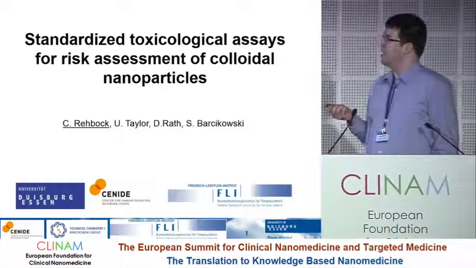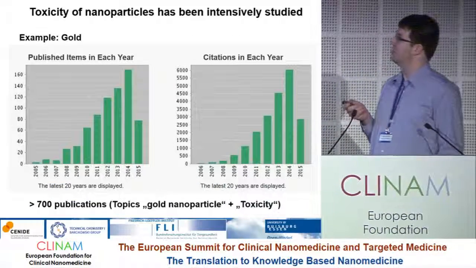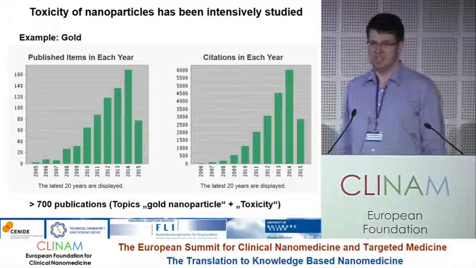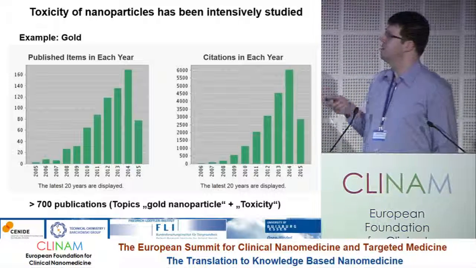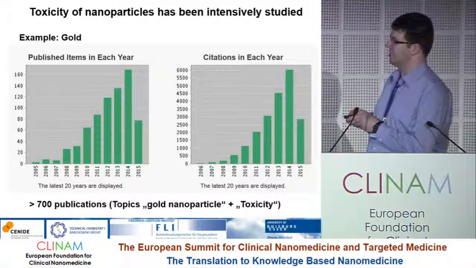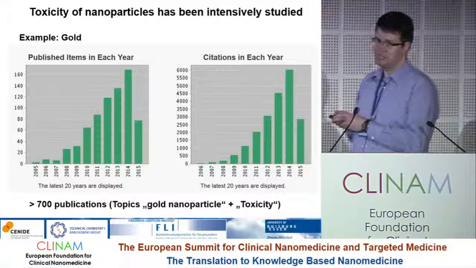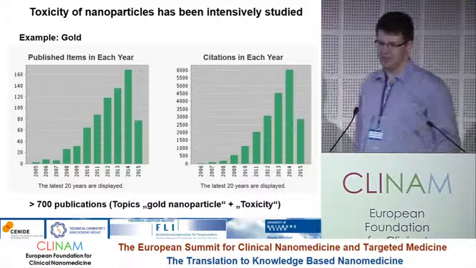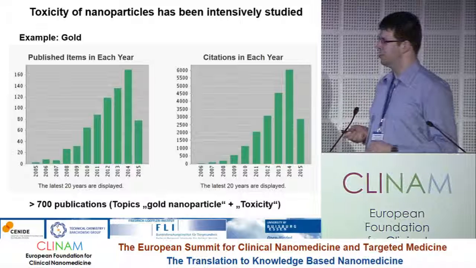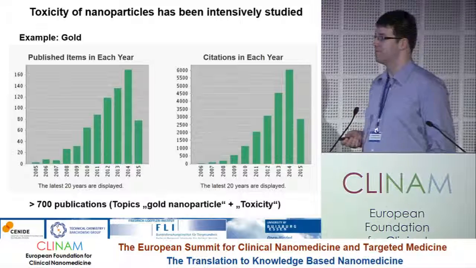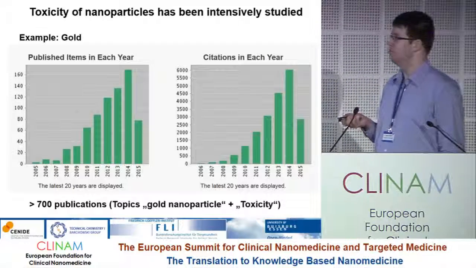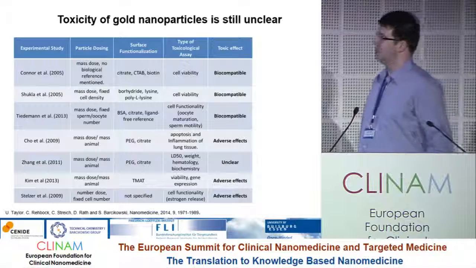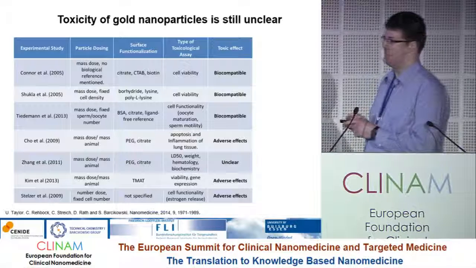When we look at the literature on toxicity of nanoparticles, one can conclude that this topic has been extensively studied. When you look, for example, at gold, you can see an increasing number of publications and citations in the last 10 years, and about 700 publications have been dedicated only to gold nanoparticles and toxicity. So one would assume that the topic should be quite well understood, as there are so many people working on it. However, when you look at different examples, sometimes the opposite seems to be the case.